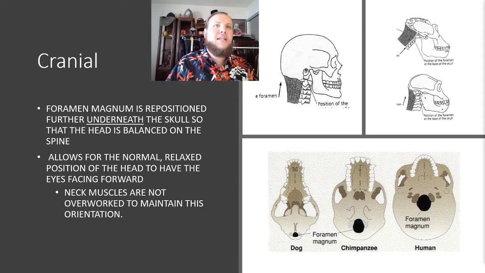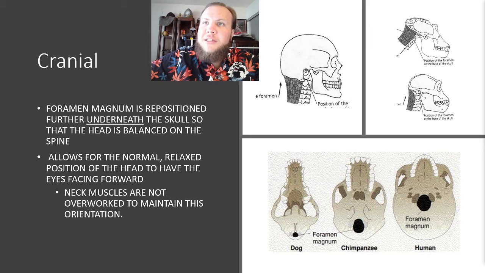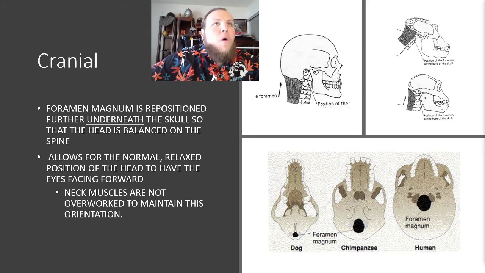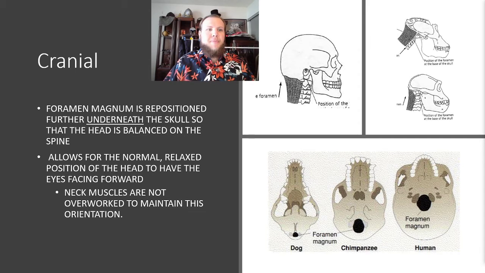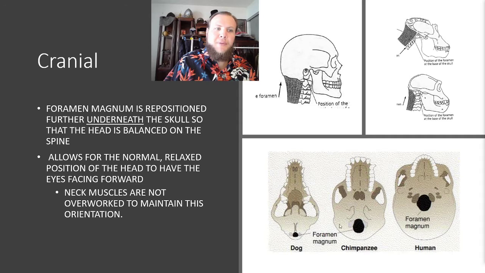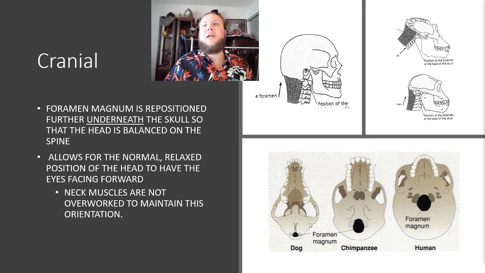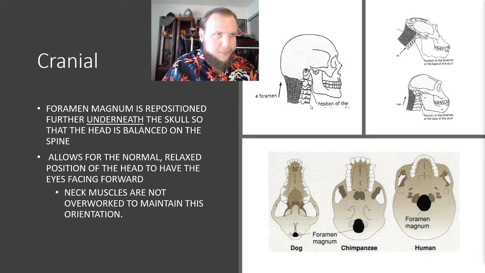A chimp, as you can see here, has a foramen magnum that is a little bit further up, and that's because they're knuckle walking, right? They have to look forward while knuckle walking and being quadrupeds, okay? And you can see the extreme differences between us right at the base. A chimpanzee walks a little bit upright, right? It's a little bit further back, but a dog's is almost at the back of the skull, right? And that's because they only walk on all fours.